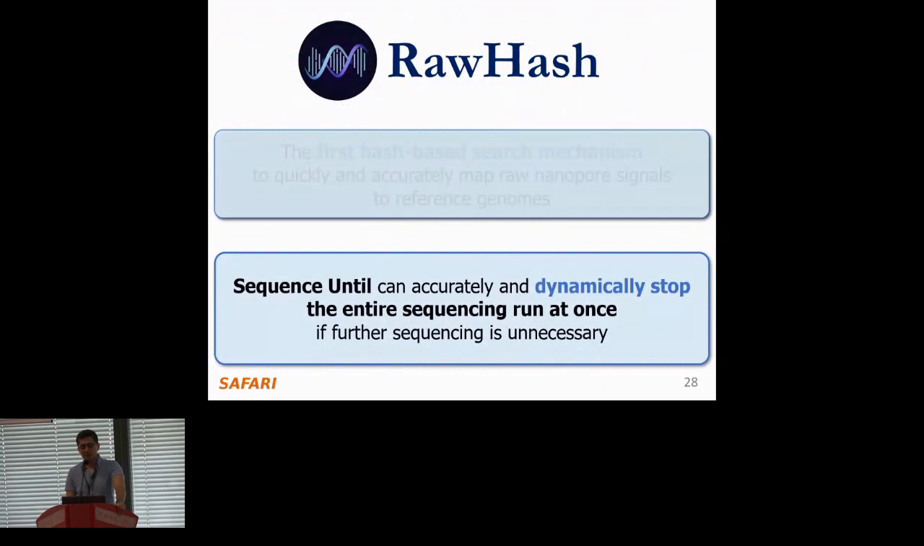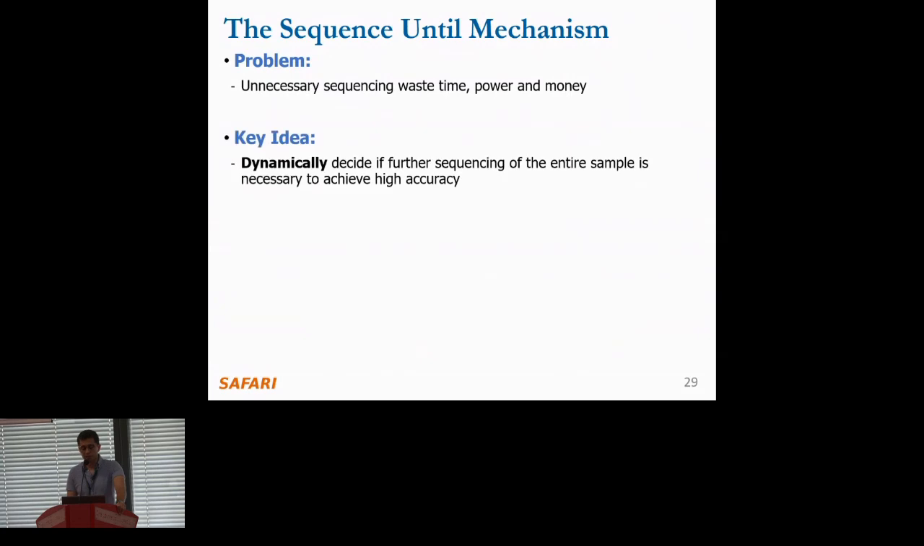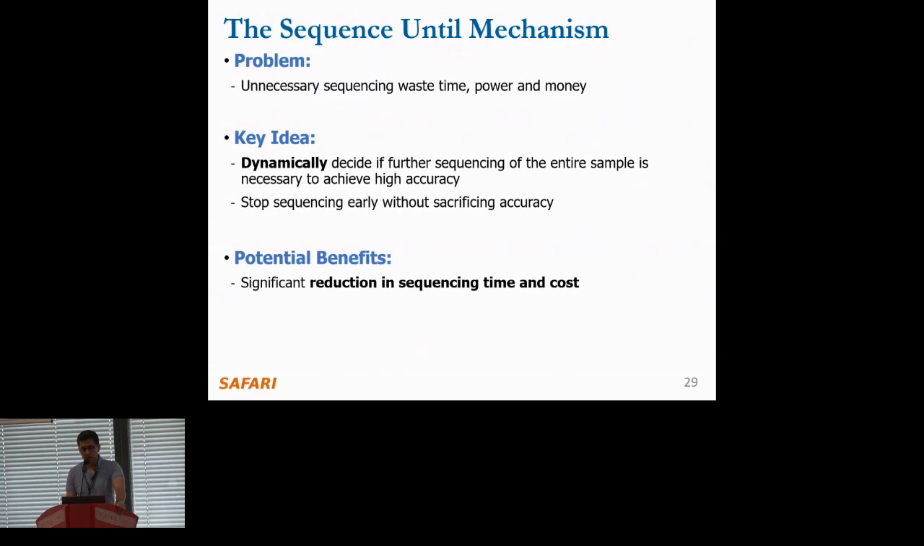In the second part, I'll very quickly describe the sequence until mechanism. The problem we tackle with the sequence until mechanism is to avoid unnecessary sequencing that can waste time, power, and money. So to mitigate this, the sequence until mechanism continuously evaluates if further sequencing of the entire sample is essential to achieve the similar accuracy we would achieve with full sequencing. If not, we can stop the sequencing early without sacrificing accuracy significantly. This method has the potential to significantly cut down both the time and cost associated with sequencing. Also, the sequence until mechanism is compatible with any raw signal analysis tool.